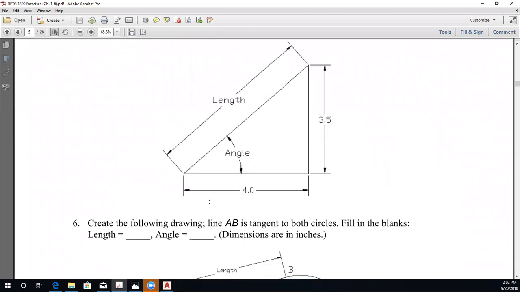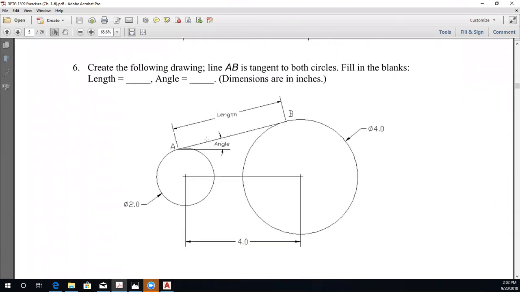The second problem says to create the following drawing, line AB is tangent to both circles, and then we will fill in the blanks again. Length equals blank, angle equals blank, and dimensions are in inches. So we will draw two circles that this line is tangent to. So this line is tangent to both of these circles. I'll have this circle centered at 0, 0, and this circle centered at 4, 0.